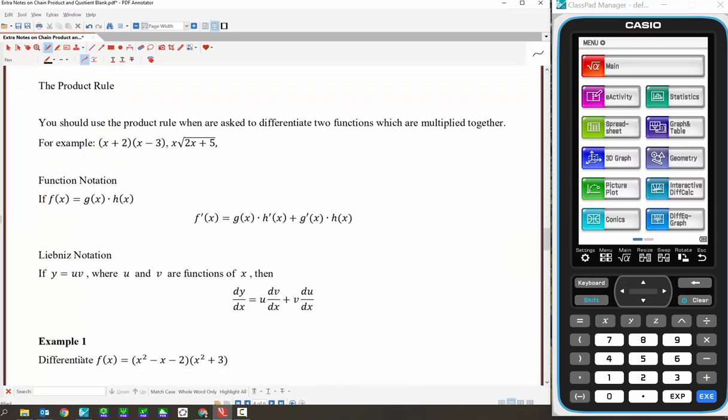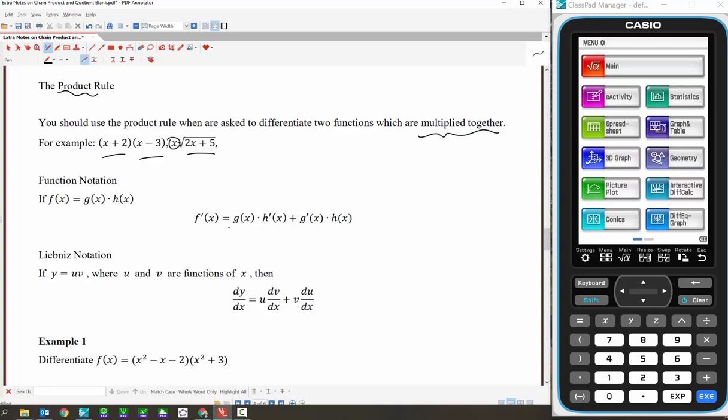Okay, so next up, product rule. You should use the product rule when you're asked to differentiate two functions which are multiplied together, hence the name, product rule. So here's an example, linear multiplied by linear, linear multiplied by square root function.